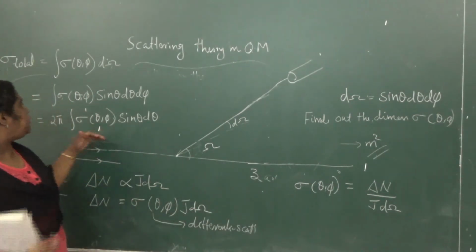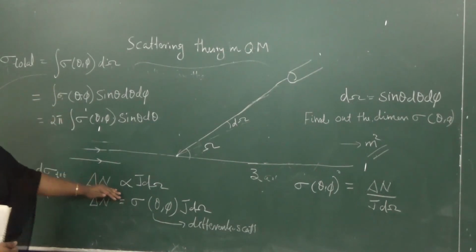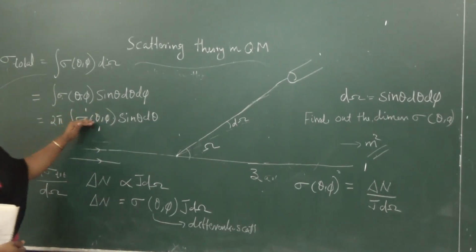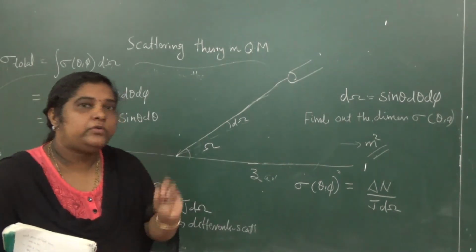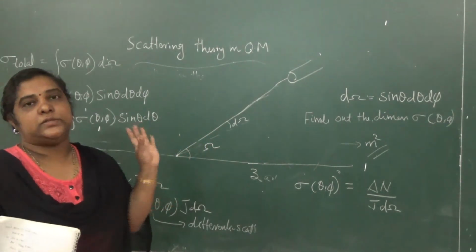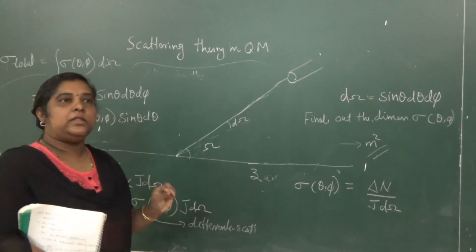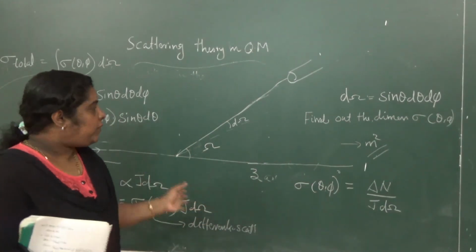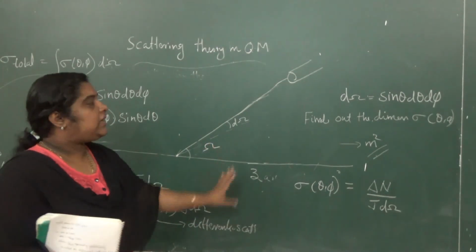These two quantities, the differential cross section and the total cross section, are the two experimental quantities we have to find out in a scattering experiment, whether it is classical scattering or quantum scattering.